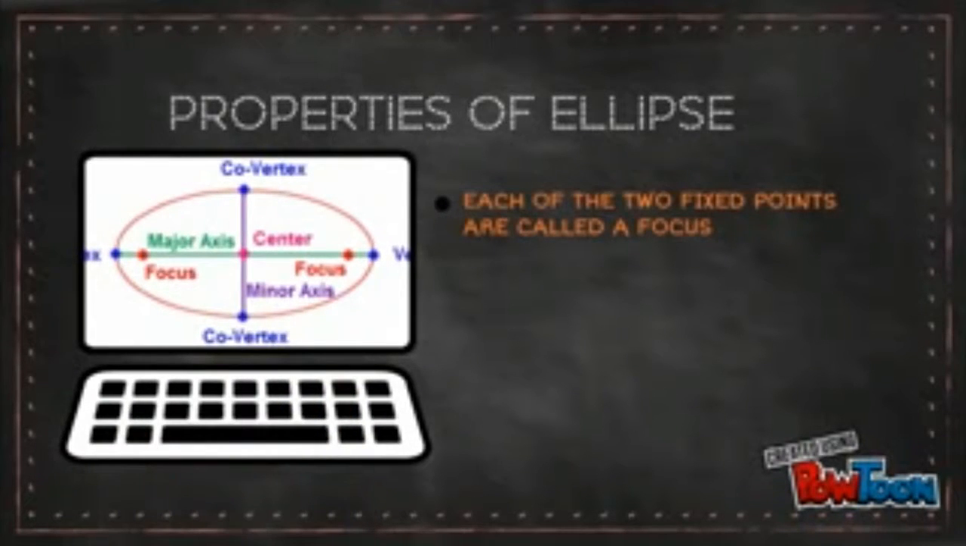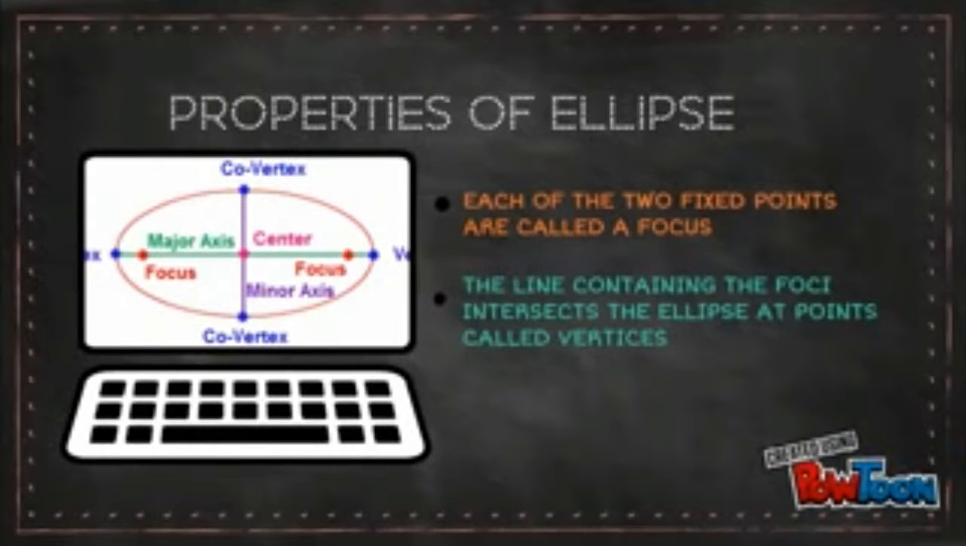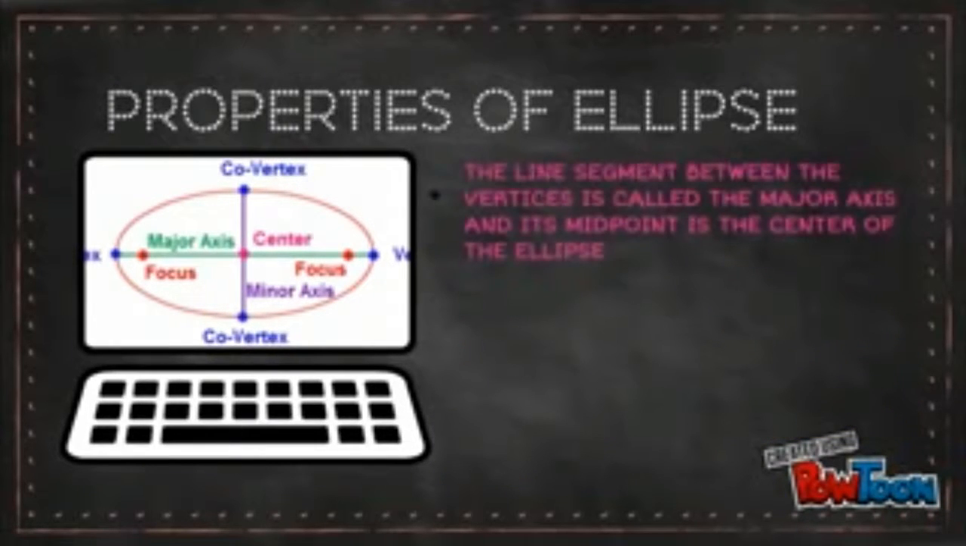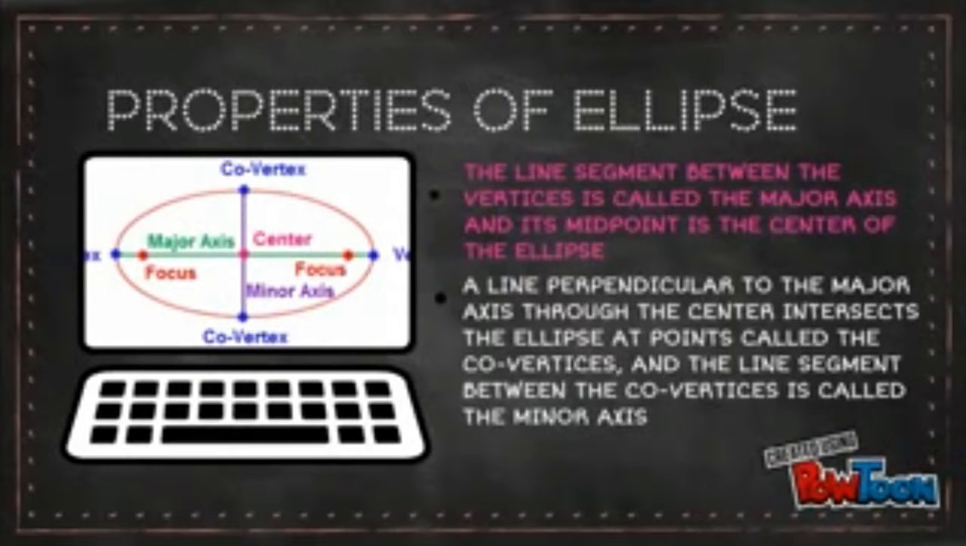Next, let's move into the properties of ellipse. Each of the 2 fixed points are called the focus. The line containing the foci intersects the ellipse at points called the vertices. The segment that passes through the focus is the focal chord or latus rectum and has a length of 2b squared over a. The line segment between the vertices is called the major axis, and its midpoint is the center of the ellipse. Lastly, a line perpendicular to the major axis from the center intersects the ellipse at points called the co-vertices, and the line segment between the co-vertices is called the minor axis.